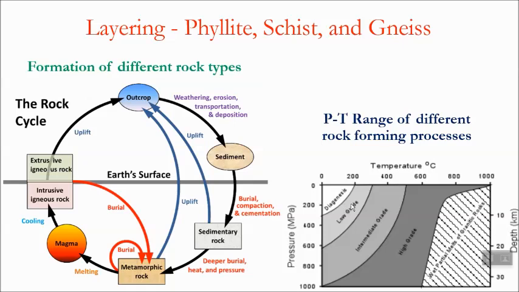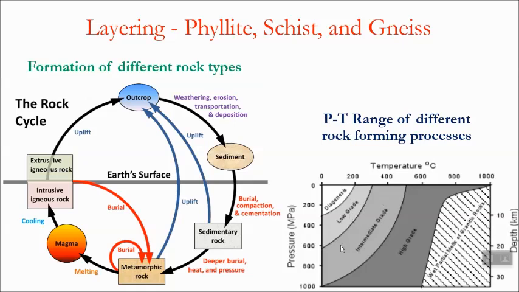So if we consider a line here at 200 megapascal, then we can see that intermediate grade metamorphism starts at around say 250 degrees centigrade. So like that, for different pressure regimes, we can see how the temperature and pressure changes lead to an increase in the grade of metamorphism.